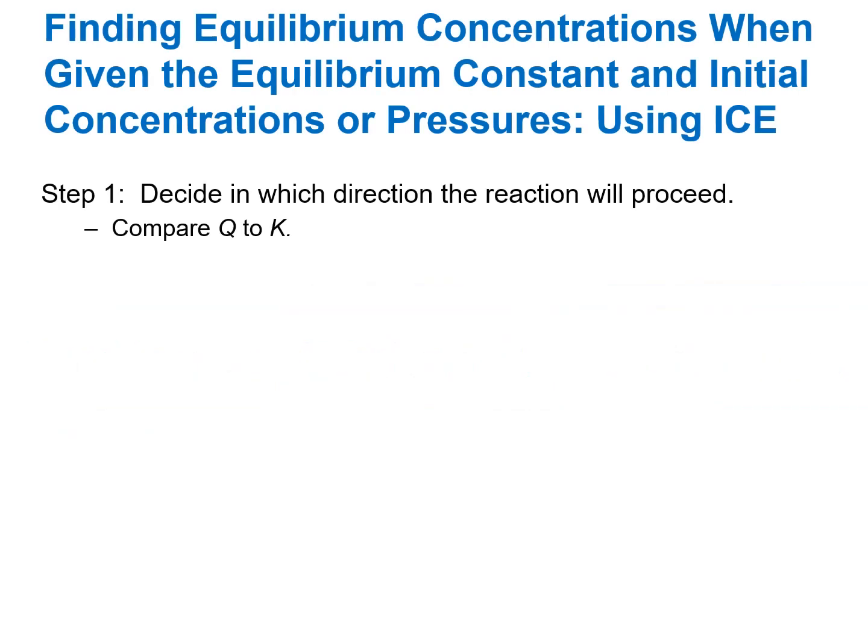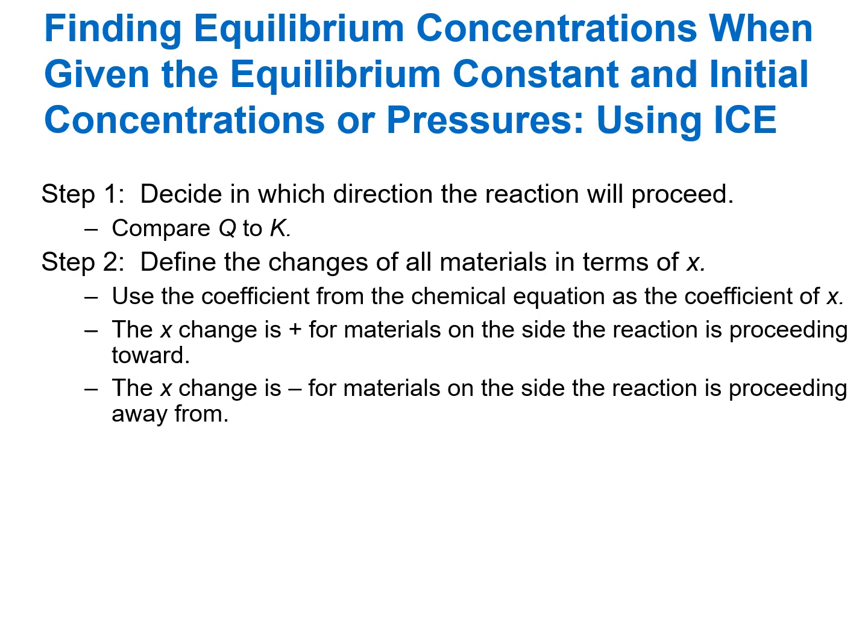So we're at the point in this chapter where we can actually find an equilibrium concentration given the equilibrium constant and some initial concentrations or pressures. And we're going to use the ICE table in order to do that. So one of the things that we need to be able to do is, first of all, decide which direction the reaction will proceed. So if we're given our K, then it's up to us to calculate the Q, which we can do if we're given some concentrations or partial pressures. And we have to use the ICE table to do that.